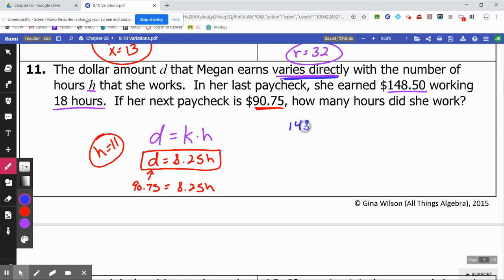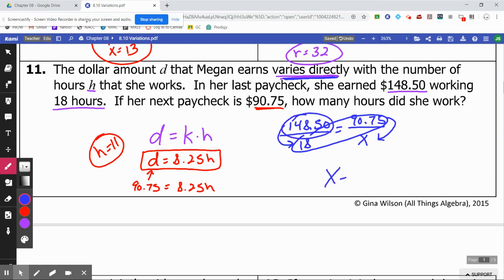She earned $148.50 per 18 hours. How many hours did she work, X, down here, if she earned $90.75? That's a proportion. She earned $148.50 for 18. She earns $90.75 for how many? And these are the only ones that you can set up like this and work as a proportion. You can multiply these two, divide by 148.50, and you get that same x equals 11.